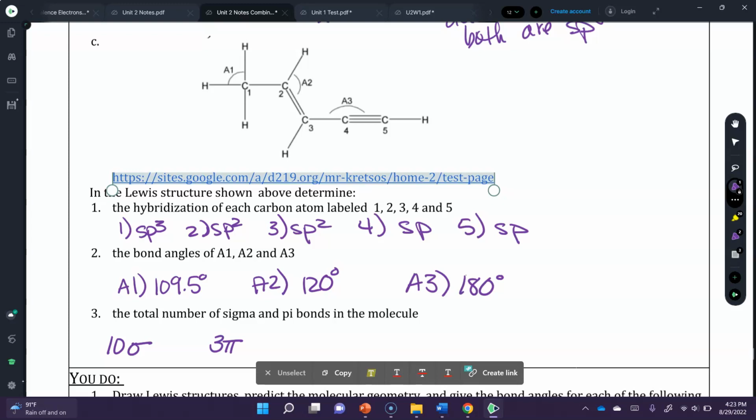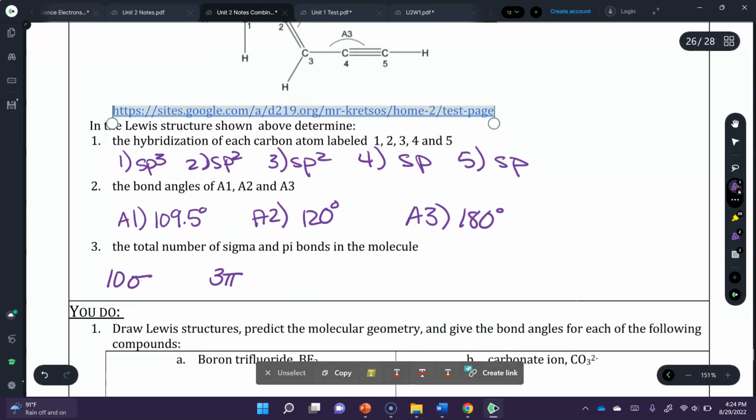When we look at the bond angles for A1, since there are 4 groups, that is consistent with tetrahedral electron geometry, and that is a bond angle of 109.5 degrees. A2 is trigonal planar, and that is a bond angle of 120 degrees, and then A3 is linear, which is 180 degrees. Counting all the bonds in there should give you a sigma bond count, which is 10, and then counting the double and triple bonds, you should see 3 pi bonds.